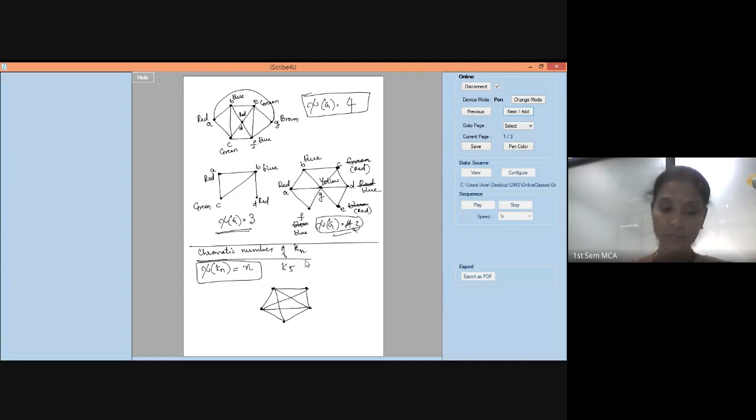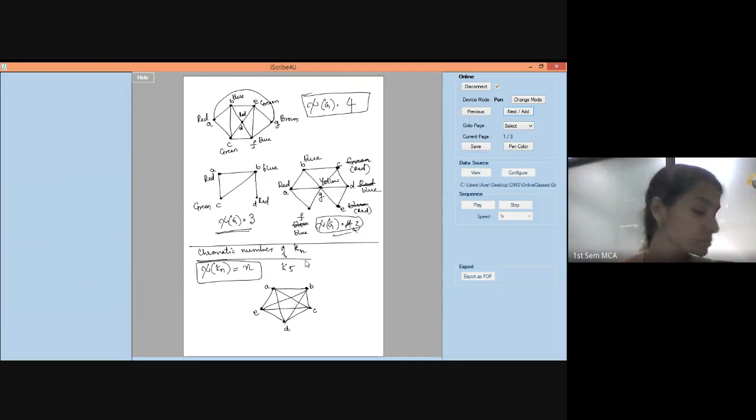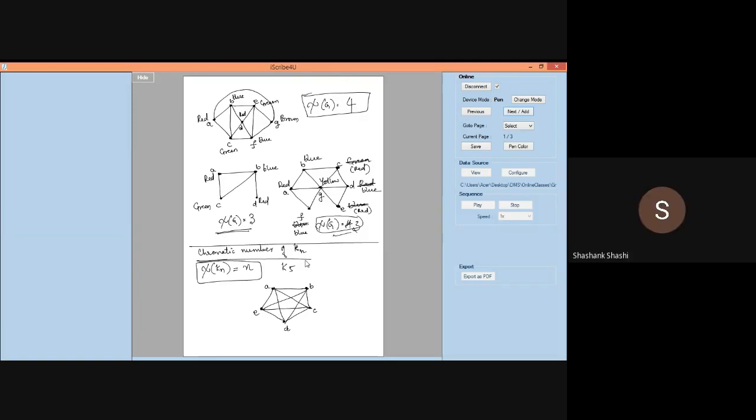This is a complete graph. This is a complete graph of K5. How many colors are required here? Can you tell me quickly? Do tell me, I'm waiting for your answer. 5 colors.